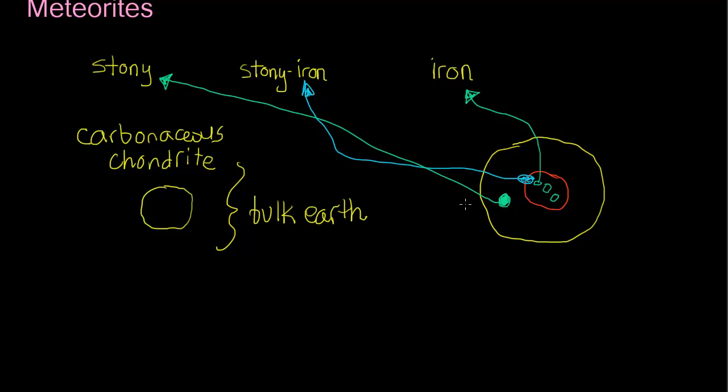And when we look at those, they resemble in some ways the mantle of the Earth. When we look at the differentiated iron meteorites, they very closely resemble what we think the core of the Earth looks like. And when we look at the carbonaceous chondrites, we think that composition is very close to what the bulk Earth must look like.